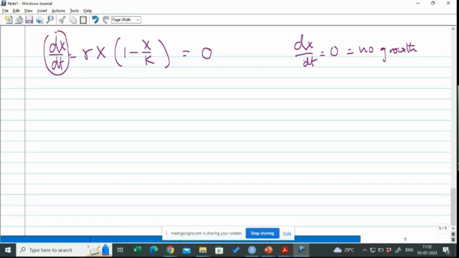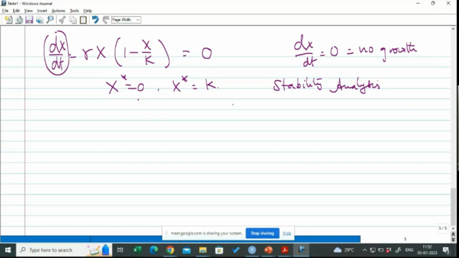So there is no change in the population size happening at which point. So this gives you two roots: x star is equal to 0 and x star is equal to k. Now there is some technology which we call stability analysis, that determines whether the population is going to settle down at 0 or whether the population is going to settle down at k. This is to be determined.